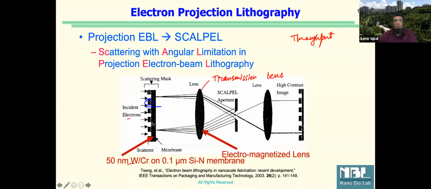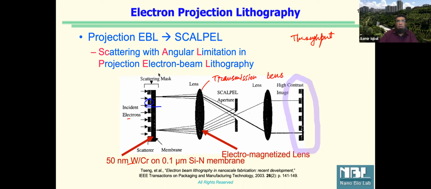And this is what I was saying, SCALPEL. So instead of using one electron beam, they came up with the name scattering with angular limitation and projection electron beam lithography, a big name. But the idea is that instead of using one beam to write, they throw a diffused beam, a bigger beam, and then you use a mask which has some parts where it would stop the beam from going through and some part where it will let the beam go through. And once you get to the surface, it is shown on the right hand side, you would get that image transferred on the surface of the wafer.